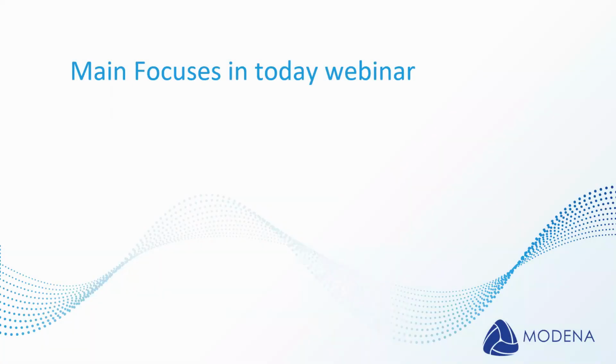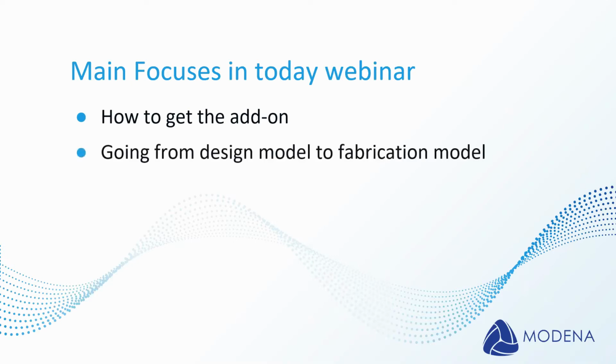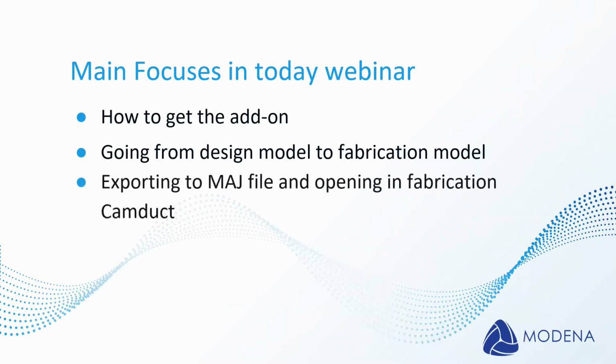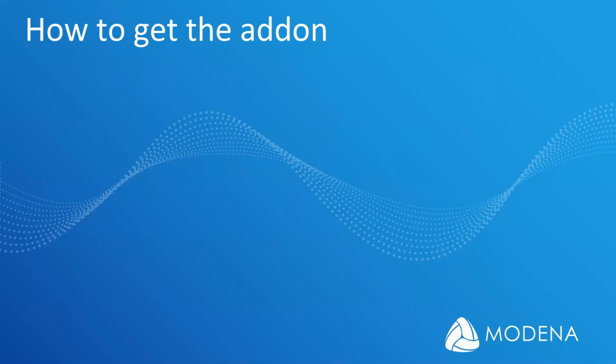The main focuses for today's webinar: how to get the add-on, which is the fabrication add-on onto Revit, going from design model to fabrication model, and exporting to MAJ file and opening in Fabrication CADmep. Let's get right into it. How to get the add-on.